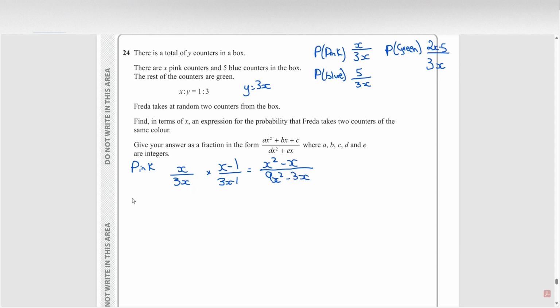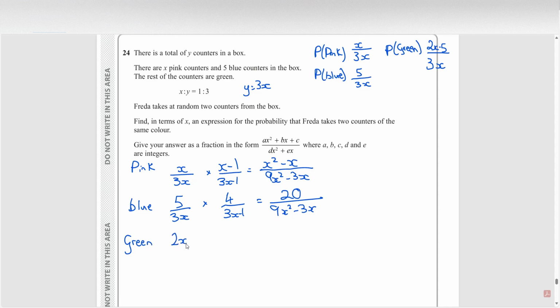Okay, now if we think of blue, blue is 5 over 3x, then that's multiplied by the next one, so that's going to be 4 over 3x minus 1, which is going to give us 20 over 9x squared minus 3x.